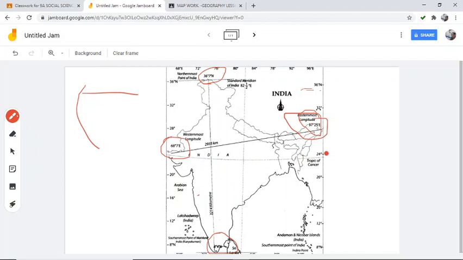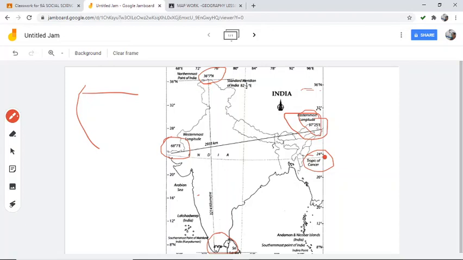So if there is a question to mark Tropic of Cancer, as I told you, in most of the maps it will already be marked. It may not be written there, but it will be marked. So you just have to write Tropic of Cancer in that area as it is given here. Or if it is not marked, then you can start marking from here, through here, but always mark it with a dotted line. Don't draw a proper line, with dotted line you can mark.